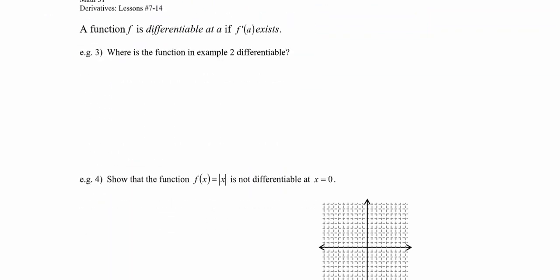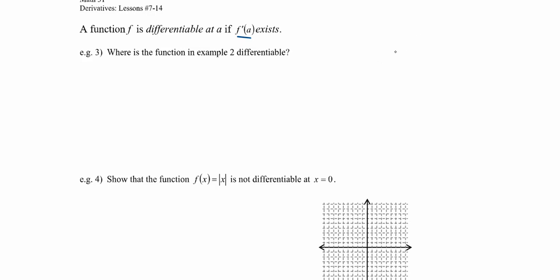All right, so where can and can't we take the derivative of a function? In general, the function f is differentiable at a if f prime of a exists. That's almost like a common sense one, right? We're able to take the derivative if the derivative exists at that point.